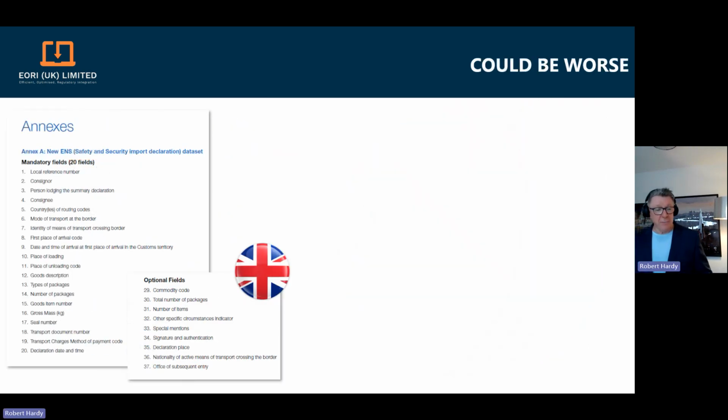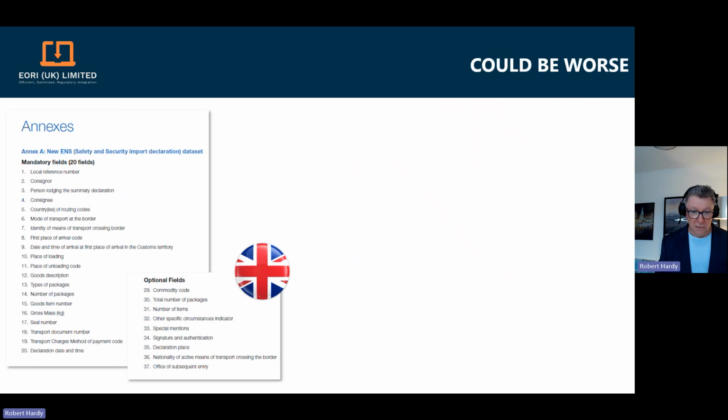The data requirements have actually simplified even more. On the left-hand side, there are the actual mandatory fields, and there's only 20 of them, and there's nothing particularly shocking in there. Because you've got no commodity code, the goods description can be a little more broad, should we say? So you wouldn't necessarily have multiple items unless you've got really unusual goods. And then you've got optional fields, which are optional.